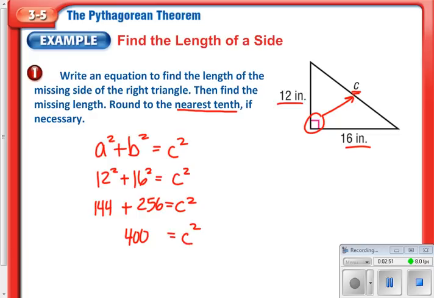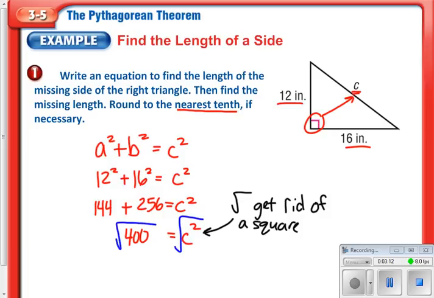Now you're back to what we've talked about the last couple days. Well, what gets rid of a square? Square root gets rid of a square. So we need to square root both sides. When we square root both sides, we find out c equals 20, and look up here on that triangle, we get 20 inches. So side c is 20 inches.